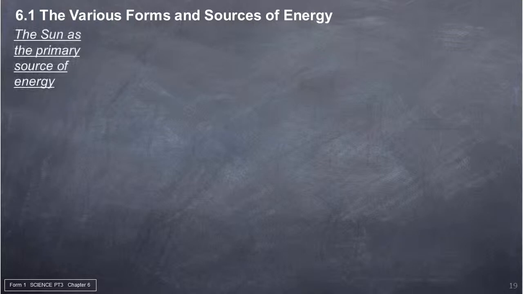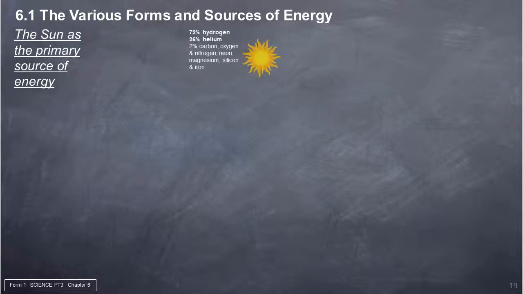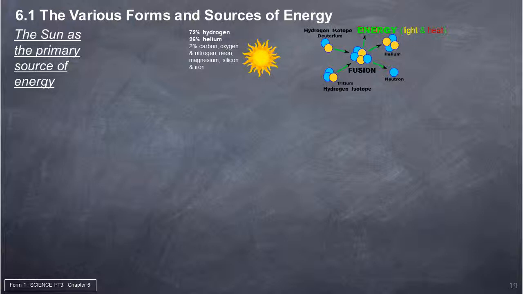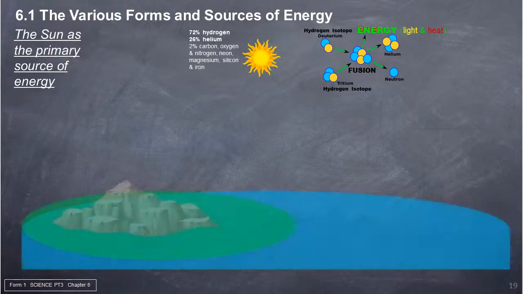The sun is the primary source of energy. The sun is a huge, glowing sphere of hot gas, made up primarily of around 72% hydrogen and 26% helium. The sun gets its energy from nuclear fusion, where two atoms of hydrogen combine together, or fuse, to form an atom of helium. This nuclear fusion process releases an incredible amount of energy, in the form of light and heat.